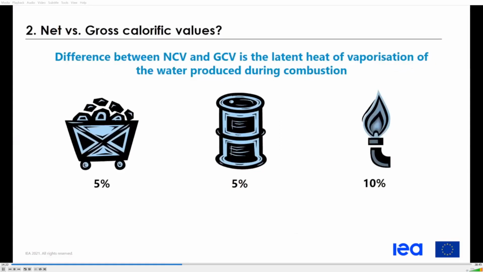The difference between the net and the gross calorific value for each fuel is the latent heat of vaporization of the water produced during combustion of the fuel. This heat is lost and cannot be recovered. For coal and oil, the NCV is about 5% less than the gross. For most forms of natural gas and manufactured gases, the difference is approximately 10%, while for electricity and heat, there is no difference as they are not combusted.